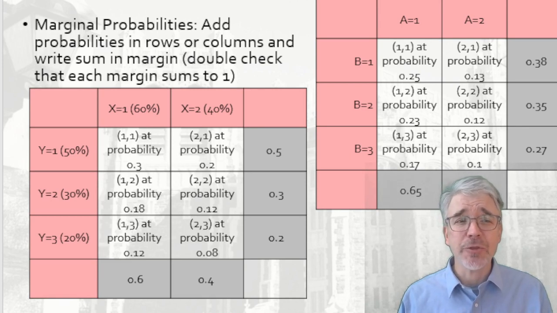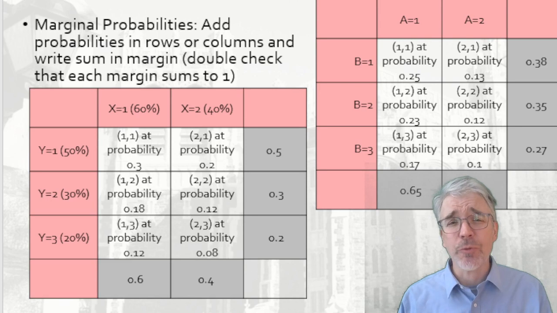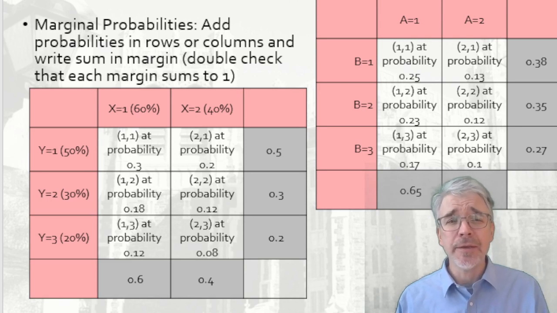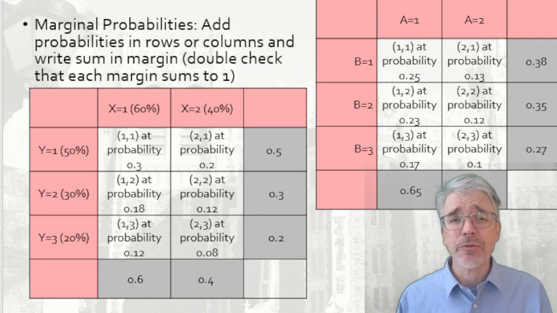Do that again for those of the other horizontal sums. You do the vertical sums as well. X equals 1, then Y can take any of 3 values, add up those values to get 60%. If X equals 2, the sum is 40%. Move to the right-hand side with AB, can calculate the marginal values. So the row sums are 38, 35, and 27%, while column sums are 65, 35.